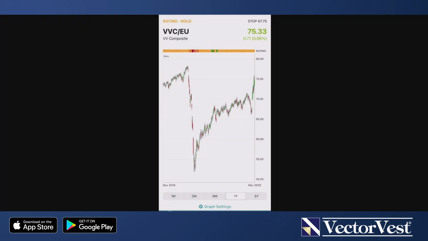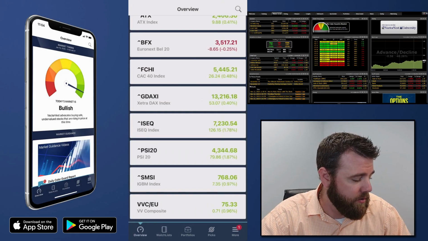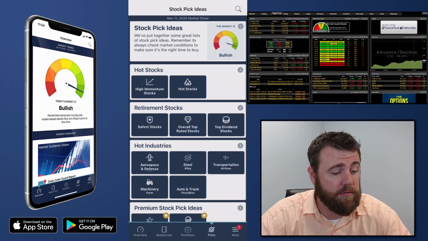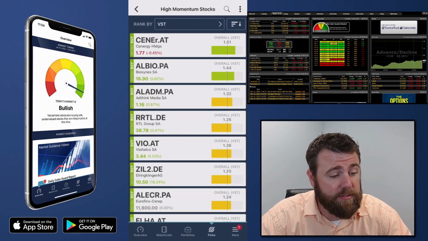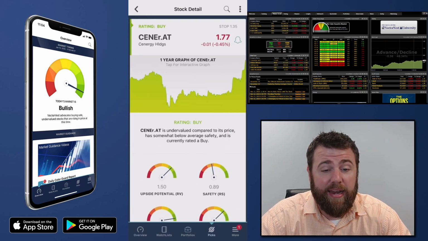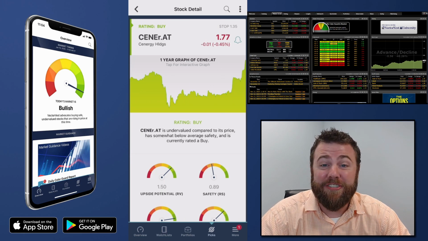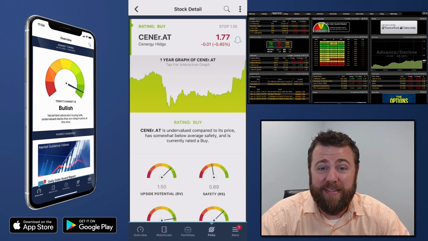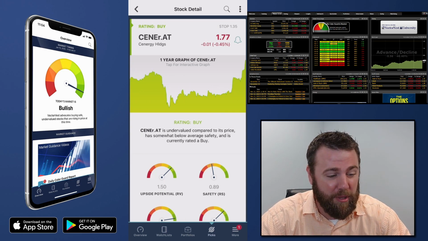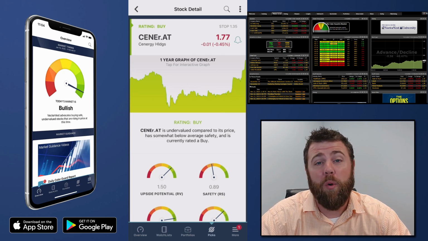All right, so if we scroll or get back into it, let's go take a look at some of the hot stocks and also some of the safest stocks. So some of the hot stocks right now is CENER.AT. And just to put this out there, I'm not very familiar with some of these stocks, especially in these foreign markets. But if I mispronounce any names, bear with me. I apologize in advance. Not familiar with some of these companies, but I am familiar with what to look for.